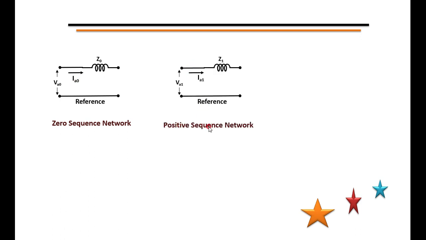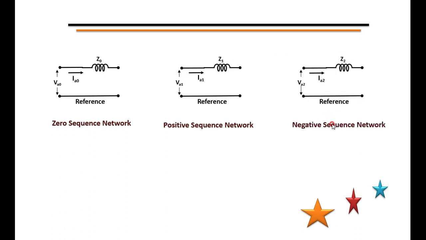Similarly, the positive sequence network is represented by the positive sequence impedance or reactance, and the current which is flowing in the positive sequence is IA1 and the terminal voltage is VA1. Then the negative sequence network is represented by Z2 and the current which is flowing is IA2 and the terminal voltage is VA2. This is how we have to represent the transmission line in zero, positive and negative sequence diagrams.